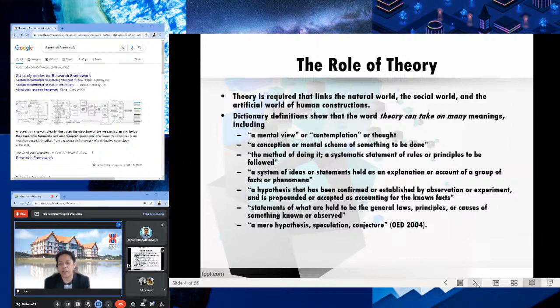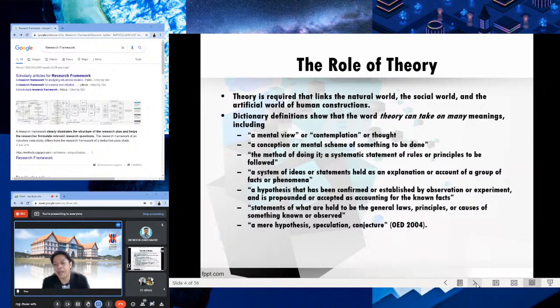And then the theory requires the link of the natural world, the social world, and the artificial world of human construction. There are a lot of definitions. First, the theories refer to the mental view or contemplation or thoughts, what we think. Some theories that we develop are based on the findings. So we cannot jump into a theory without doing the research, or we conduct research to support our theory.